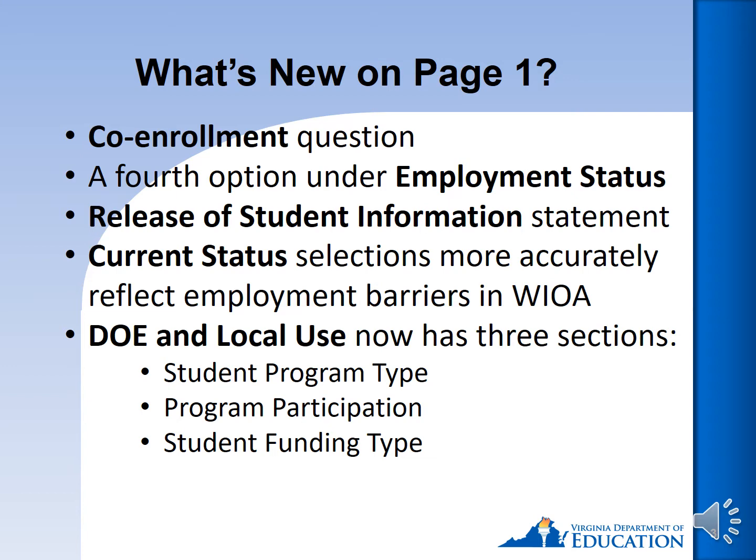The current status section has been updated to reflect the employment barrier categories identified in WIOA more precisely. Performance reporting for participants who self-identify as a member of an employment barrier category is a new WIOA reporting requirement. Finally, the DOE and local use section has been reorganized into 3 separate sections: student program type, program participation, student funding type. For both the student program type and student funding type, only one option should be selected, even if multiple options apply.